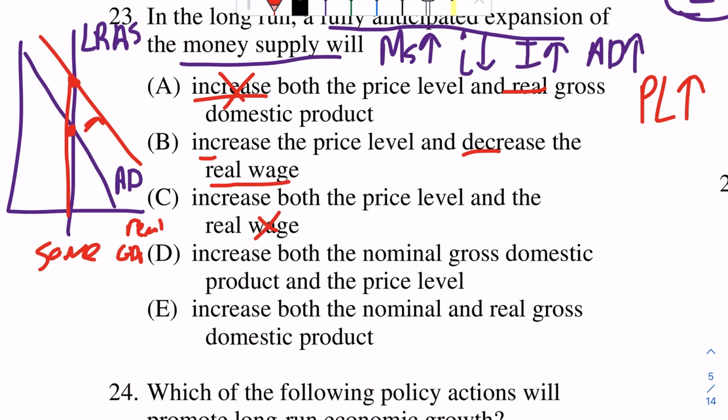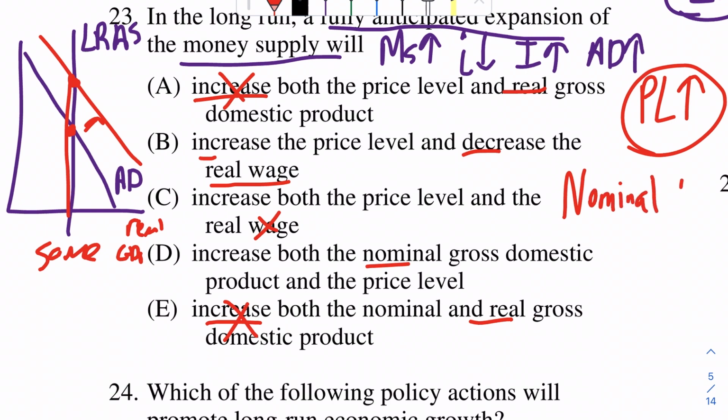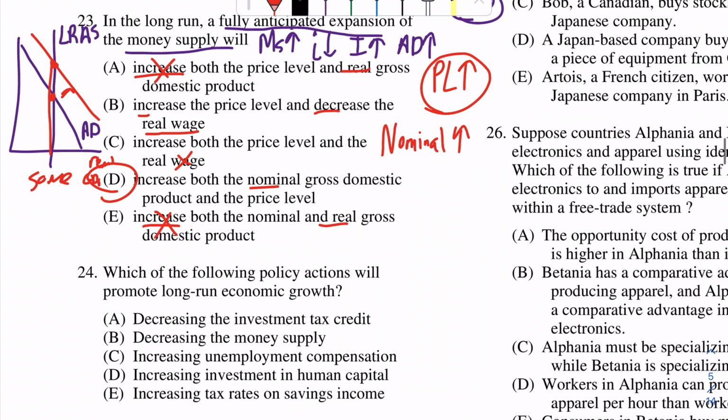Now, an increase in both the nominal GDP and the price level. Okay. Oh, an increase in the real GDP. It won't be an increase in real GDP. Now, nominal, remember, was the output with the prices, right? So if your output stays the same, but your prices go up, your nominal will go up as well. So 23 is D. Okay, because of the increase in prices, your nominal GDP will go up.